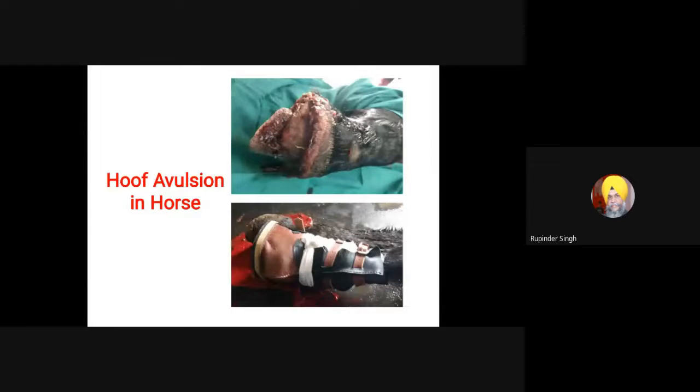So what we do in this case is we make a shoe from any local market. We take some measurements, make some shoe, and do antiseptic dressing. All the medications are done, and the hoof grows over time. It takes about 6 to 9 months to regrow. It takes a longer time, but it regrows.